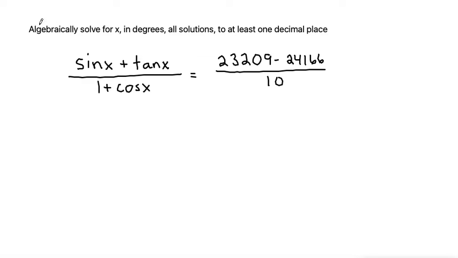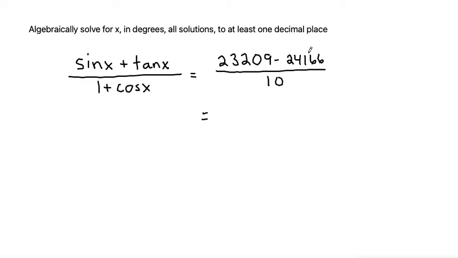Here we have a problem that we want to algebraically solve for x in degrees, all solutions to at least one decimal place. Our equation is (sin x plus tan x) over (1 plus cos x), which is equal to this fraction. So let's start by simplifying our fraction of numbers.